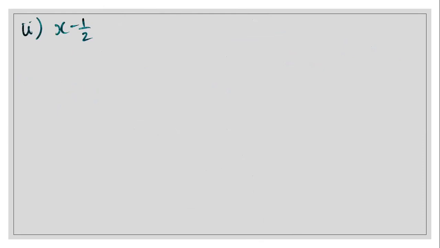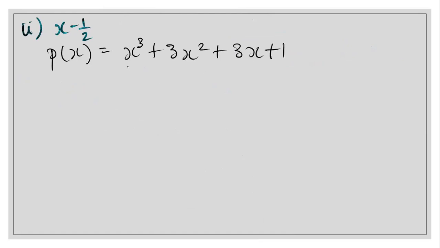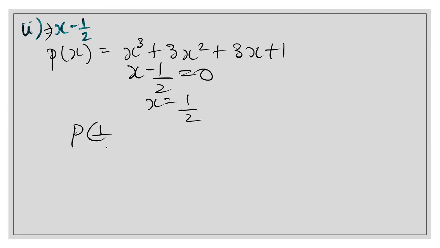Let's move on to the second part. We will do this one using the remainder theorem, which is a much simpler method. P of x is equal to x cubed plus 3x squared plus 3x plus 1, divided by x minus 1 by 2. So what we usually do, we equate the divisor to 0, then we'll get x as 1 by 2.